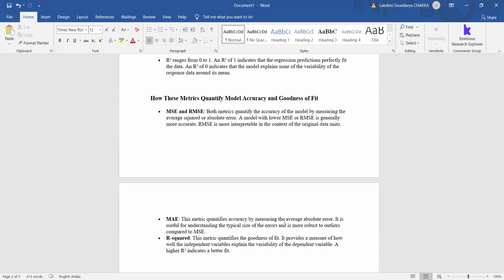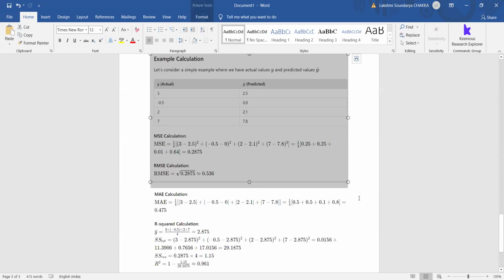Next, R squared. Here, R squared quantifies the goodness of the fit. We have already compared it to 1 and 0. It also tells us how well the independent variable explains the variability of the dependent variable. We are again talking about a good fit: a higher R squared indicates a better fit. Let's see this with an example.